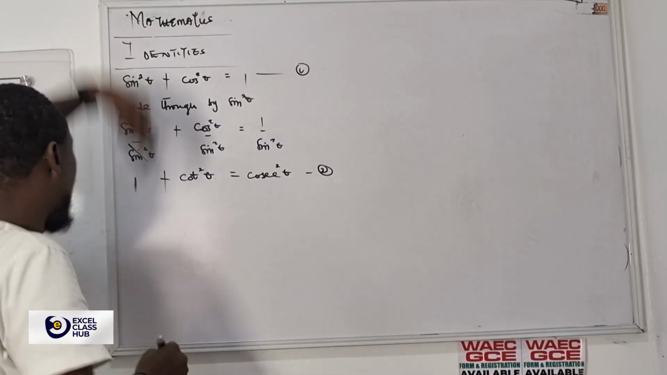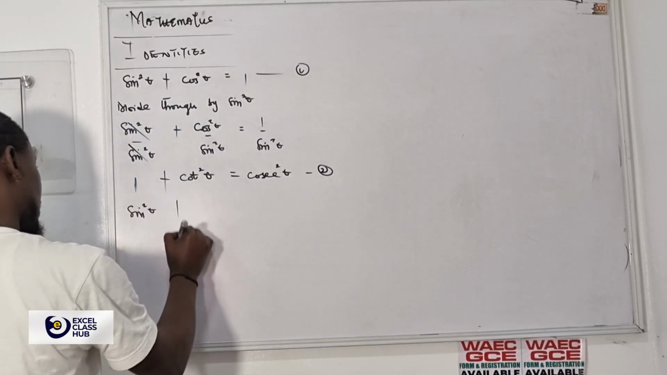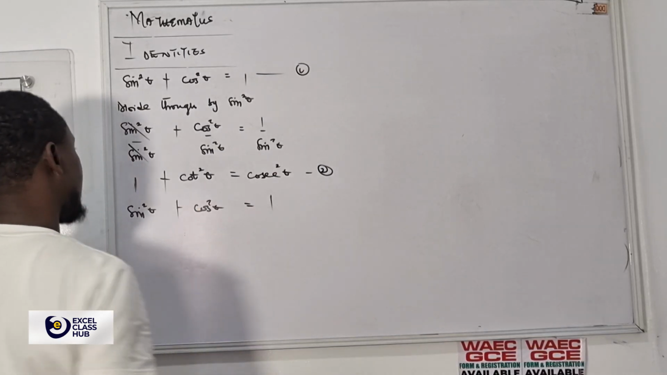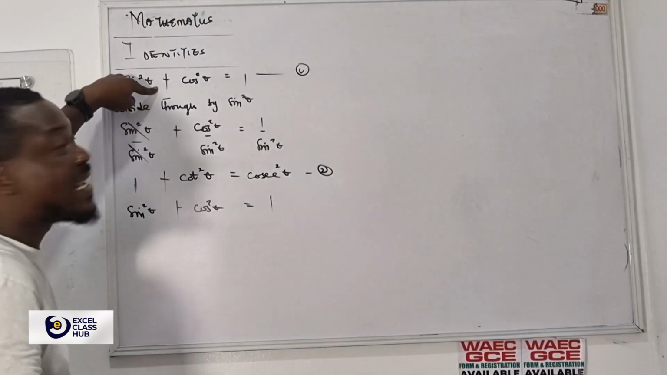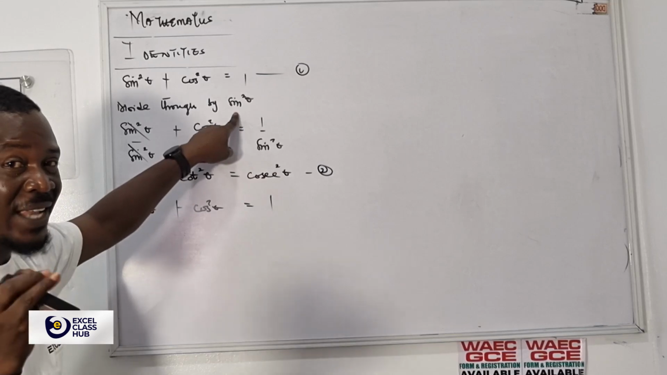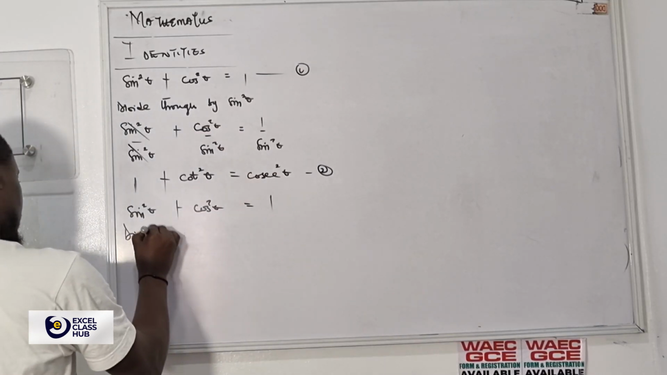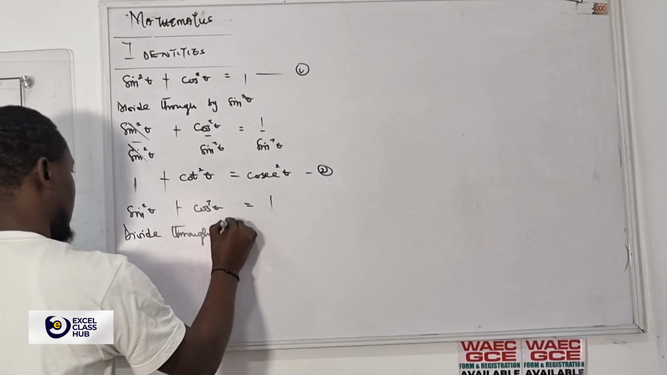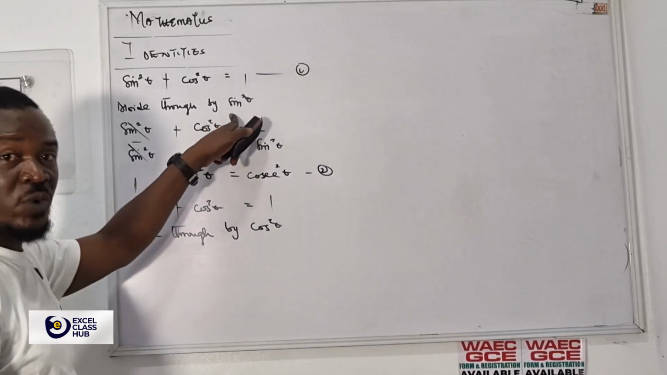Now let's bring this thing down again. Sine square theta plus cos square theta equals 1 again. This same formula, I use it to get this one. I want to use this again to get another formula. So bring this thing down. Remember here, we divide through by sine square theta. But here now, we divide through by cos square theta.